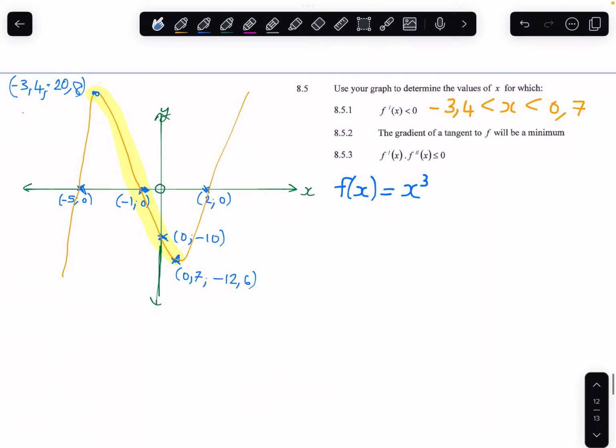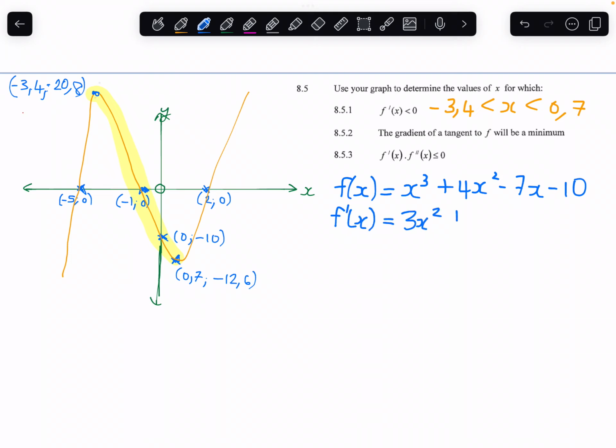Okay, x cubed plus 4x squared minus 7x minus 10, right? So f prime will then be 3x squared plus 8x minus 7. And we are looking for the place where this function produces the smallest output, the smallest y value.